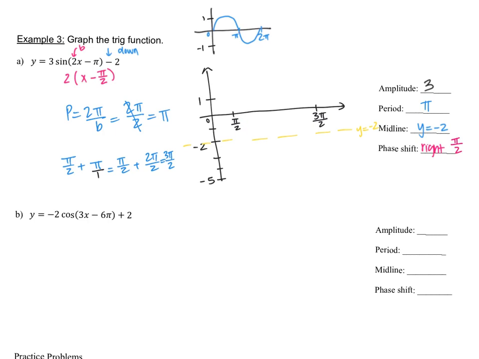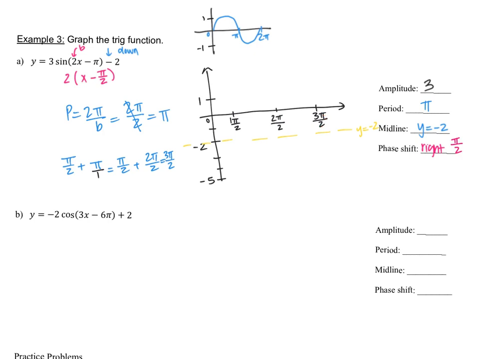So from pi over 2 to 3 pi over 2, the midline would be 2 pi over 2, which is pi. Or if you want to write 2 pi over 2, that just helps. So this is 1 pi over 2. This would be 2 pi over 2. This would be 3 pi over 2.